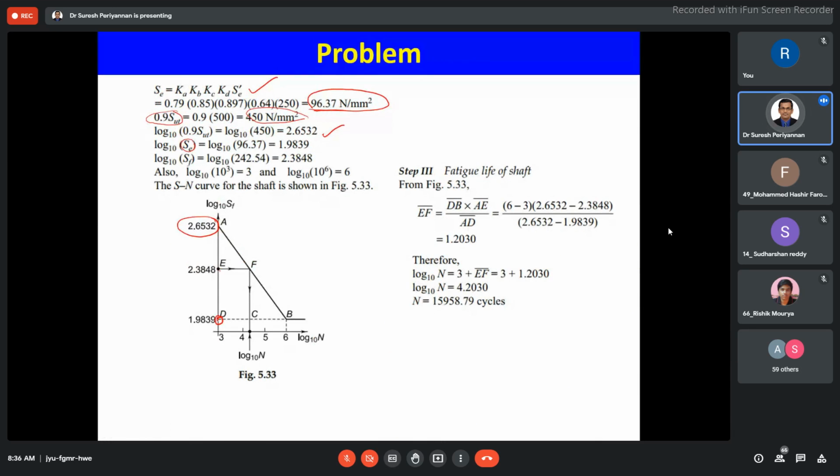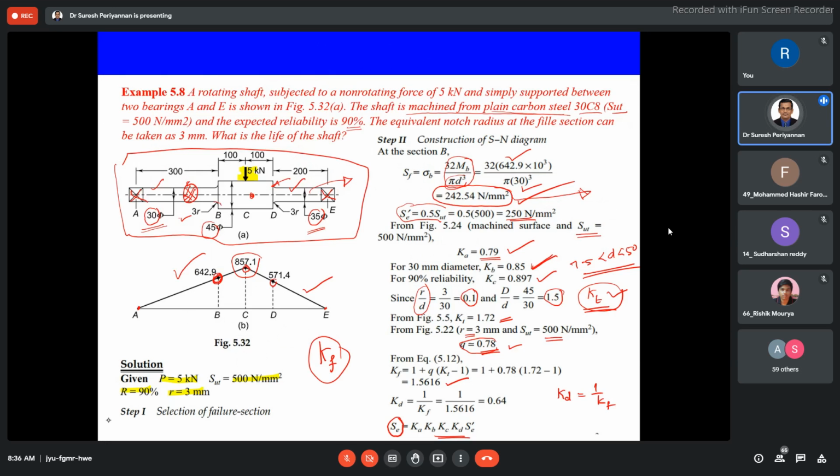This is our log based on 242.54, the endurance limit of this shaft. When we follow this, the material is going to reach an infinite number of cycles, that is, infinite life, with 10 to the power 6 cycles completed. But now at working condition, 242.54 Newton per millimeter squared bending stress is acting in this material. Corresponding to that, what is the life of the material? We are going to find the finite life of the material.